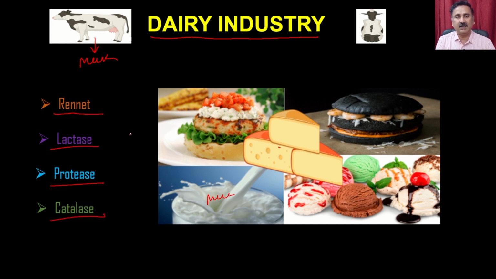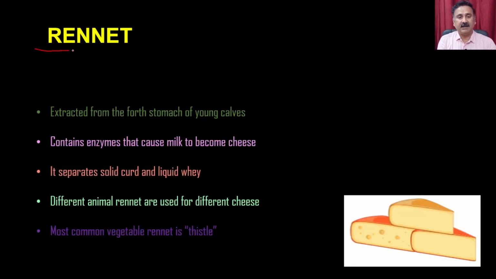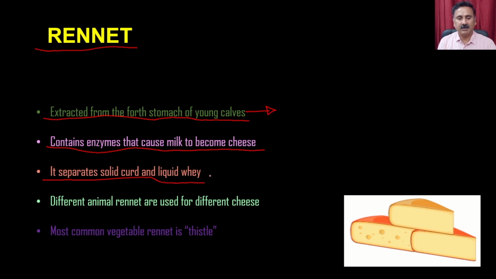All these enzymes have their own specific functions. The first enzyme is rennet. It is extracted from the 4th stomach of young calves, so it is an enzyme present only in young calves. It contains the enzyme that causes milk to become cheese. It separates the solid curd and the liquid whey. So when you treat the milk with rennet, it converts the milk into cheese, and in this process the solid curd and liquid whey get separated.